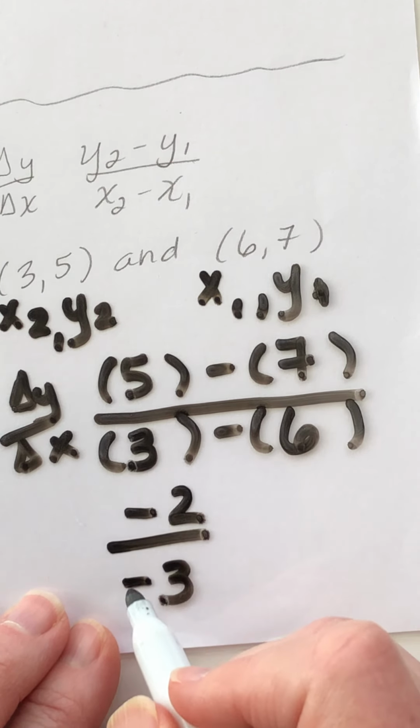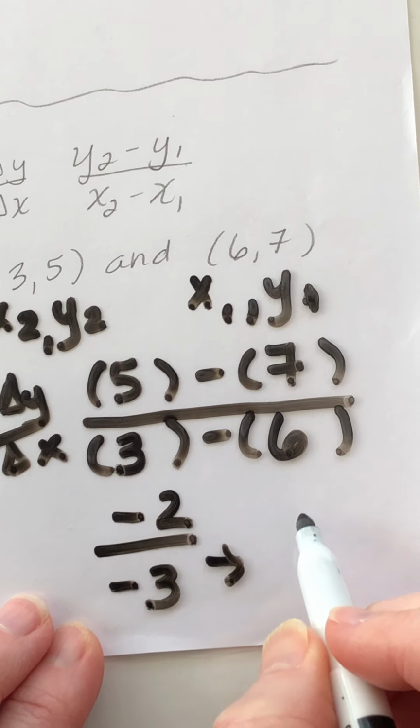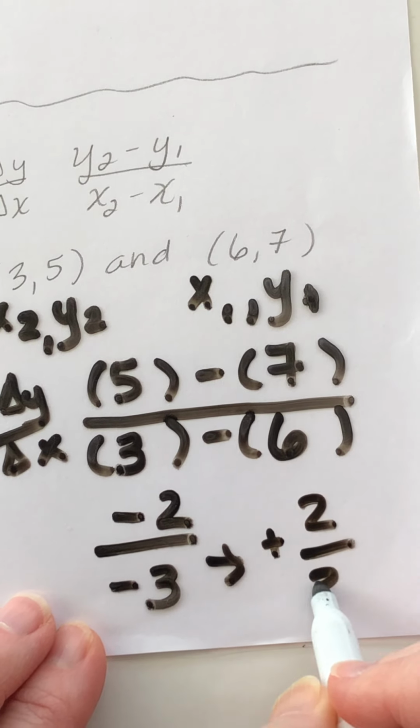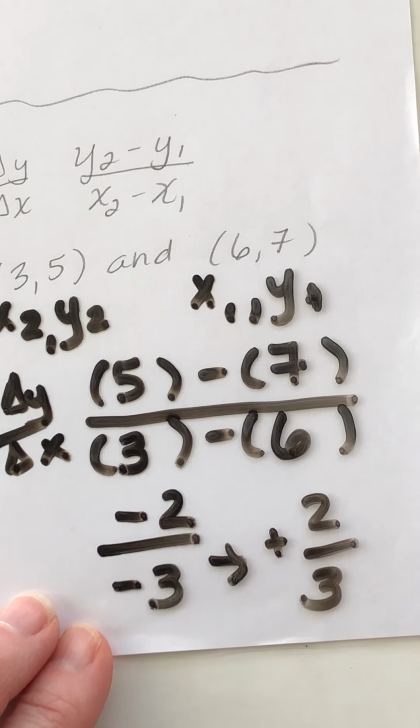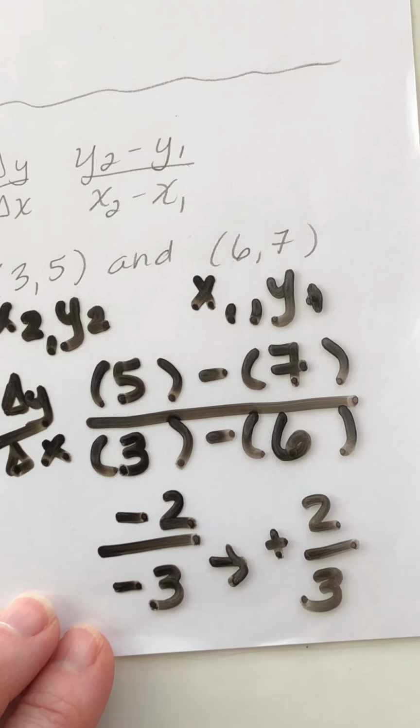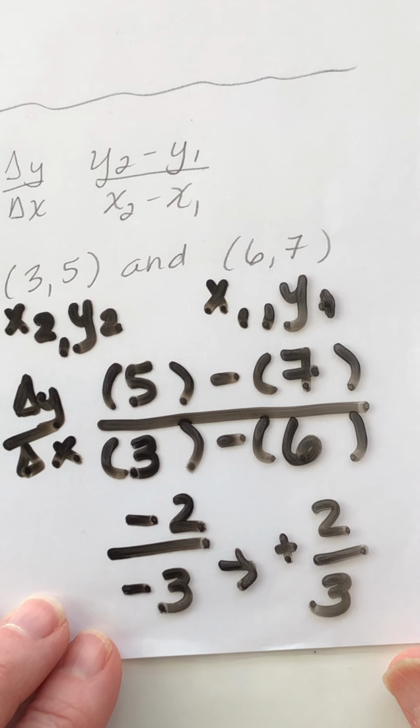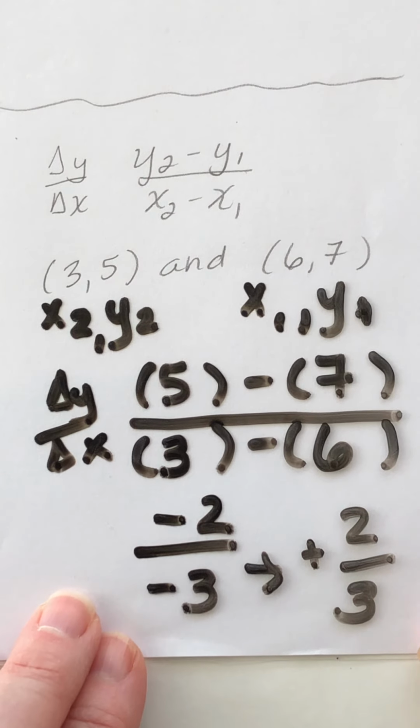But a negative divided by a negative is a positive. So again, I'm going to have a positive 2/3 slope. So it didn't matter which point you started with and which one you used first and which one you used second. I just want to point that out.